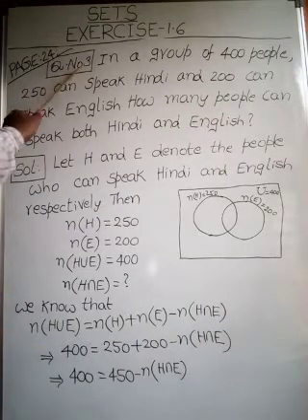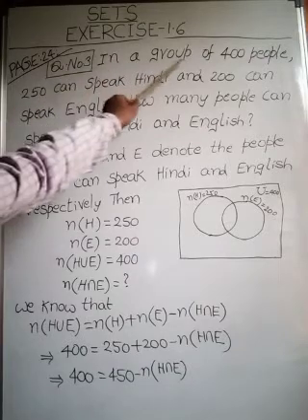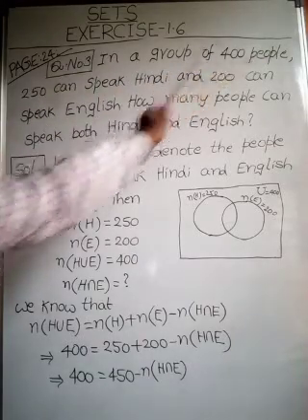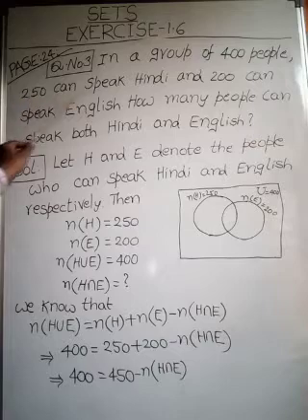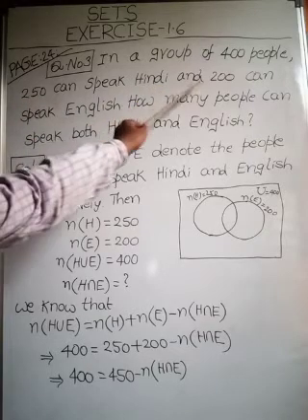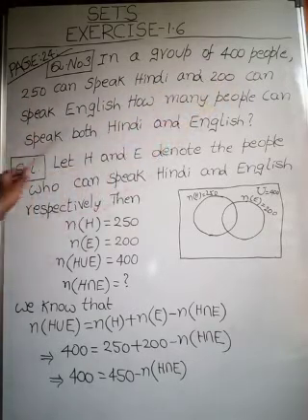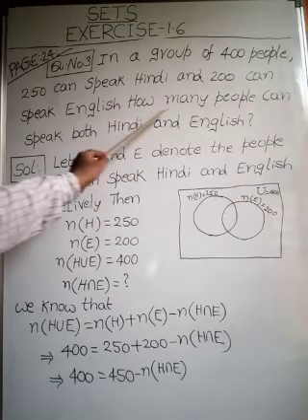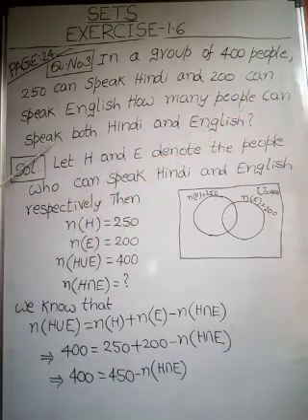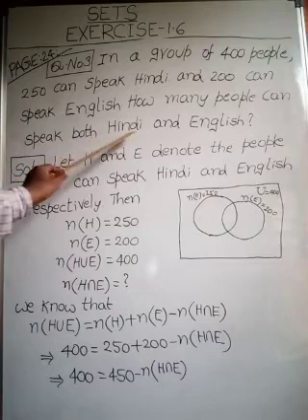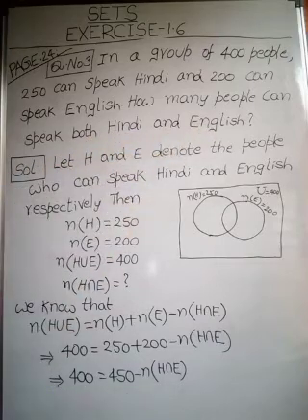Now come to question number 3. Question number 3. In a group of 400 people, 250 can speak Hindi and 200 can speak English. How many people can speak both Hindi and English? Okay, my children. This third question is also the same as the first two questions.